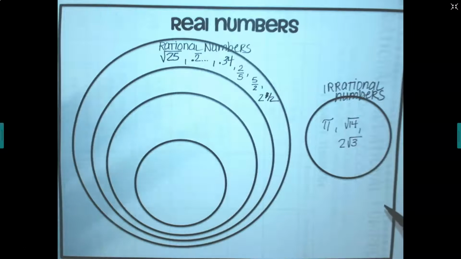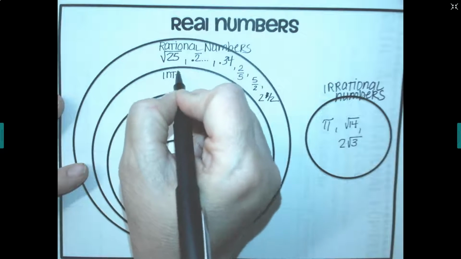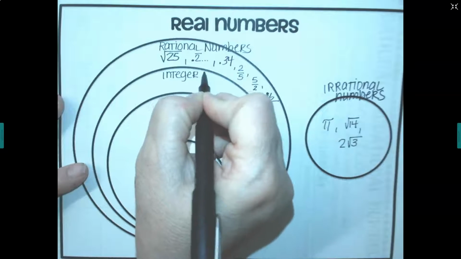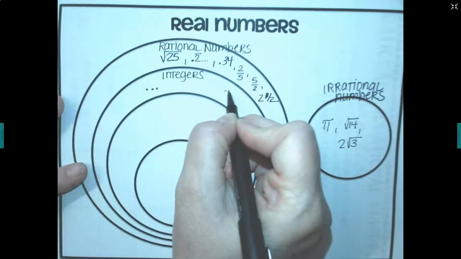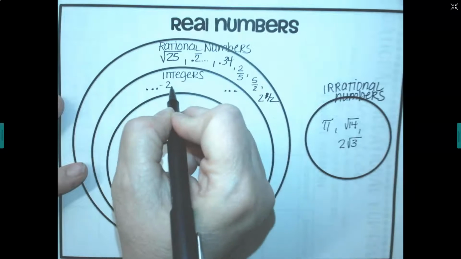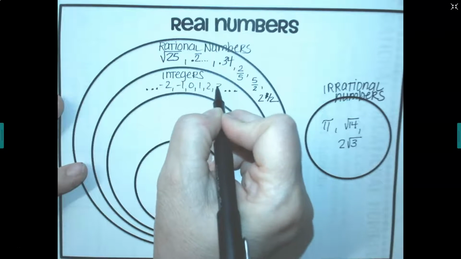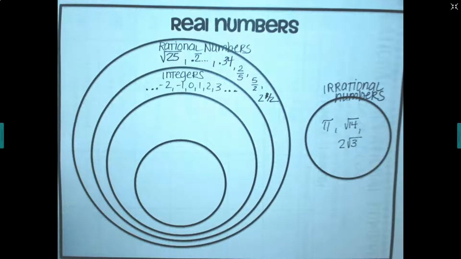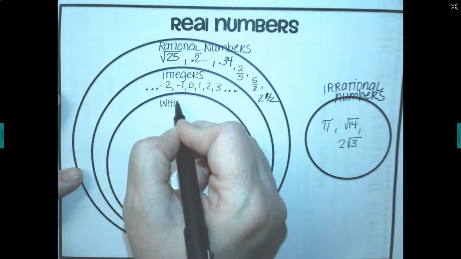Okay, so within our rational numbers, we have a subset called integers. All right, and integers, remember, are that you can go all the way left and you could go all the way right, and it's your negative numbers, 0, and then your positive numbers. Those are integers. Then we have whole numbers.